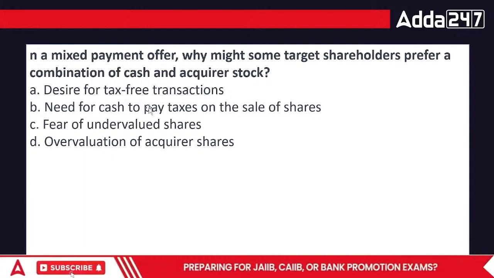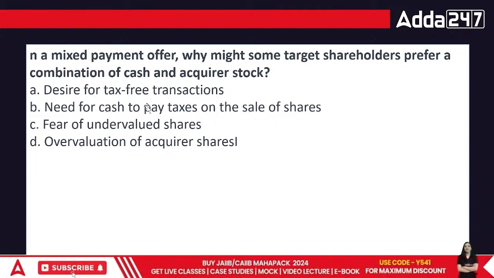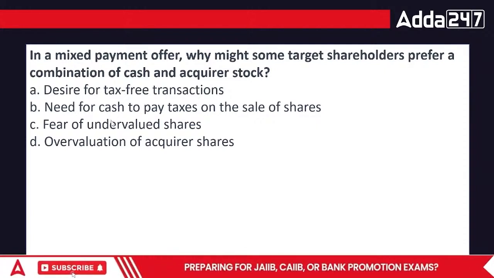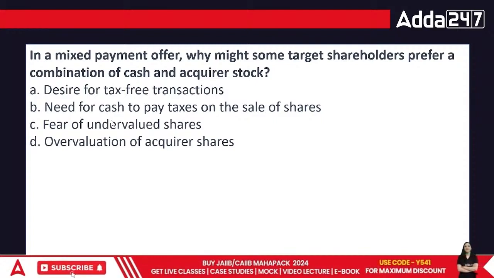This is actually in a mixed offer. In a mixed or payment offer, why might the target company prefer the combination of cash and acquirer stock? What would be the reason? Why would someone look forward to what's mixed?